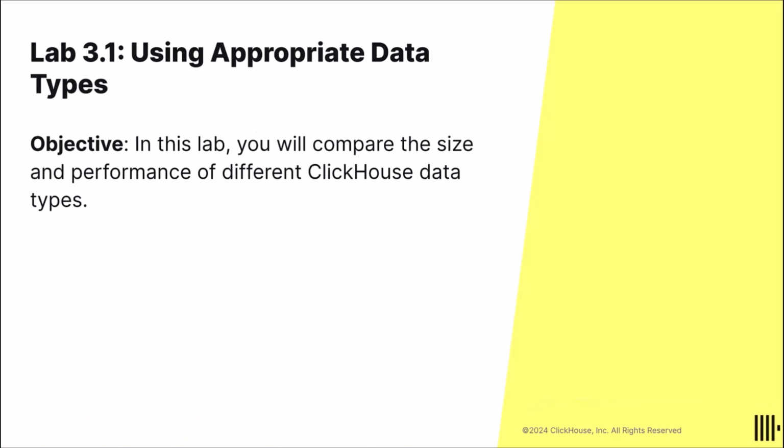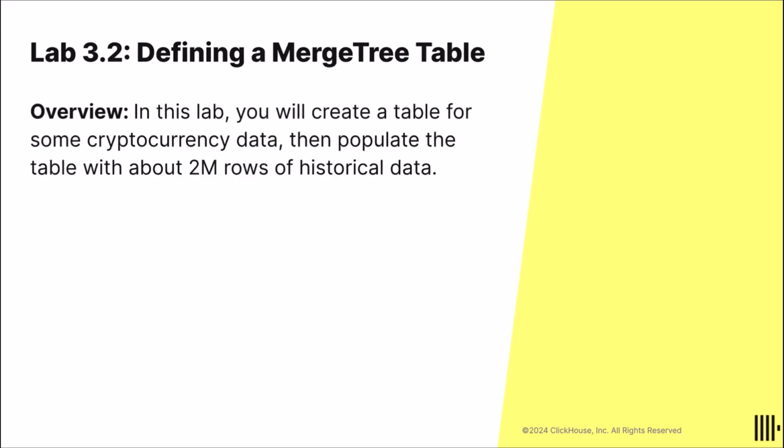All right, we got 2 labs here at the end of chapter 3. You're going to see what happens when you change the primary key, or change not the primary key. When you change your data types, you're going to see what happens with some big tables, and you're going to use low cardinality and not low cardinality and see the difference in the column sizes. It's pretty cool. And then you're going to define a merge tree table and put some cryptocurrency data in it.